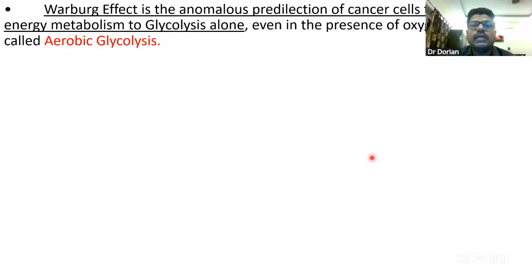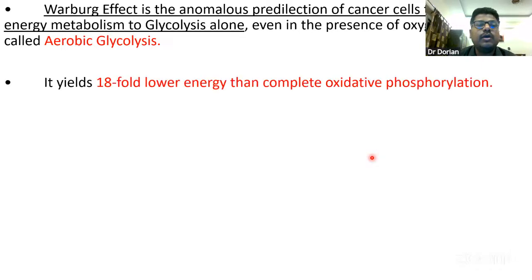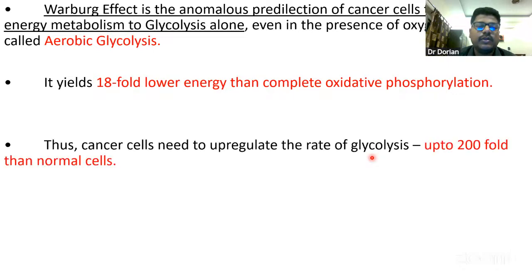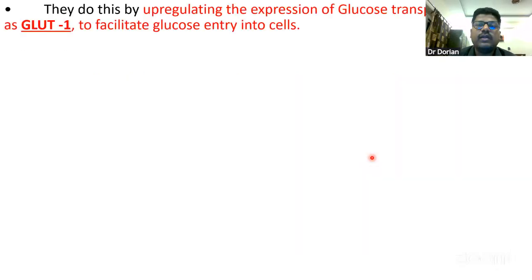This is called aerobic glycolysis, meaning even in the presence of oxygen, the cancer cells don't use oxidative phosphorylation. They stop their metabolism at glycolysis alone. This is called aerobic glycolysis. It yields 18 times lower energy than complete oxidative phosphorylation. Thus, cancer cells need to upregulate the rate of glycolysis up to 200-fold. This is called the Warburg effect or aerobic glycolysis.